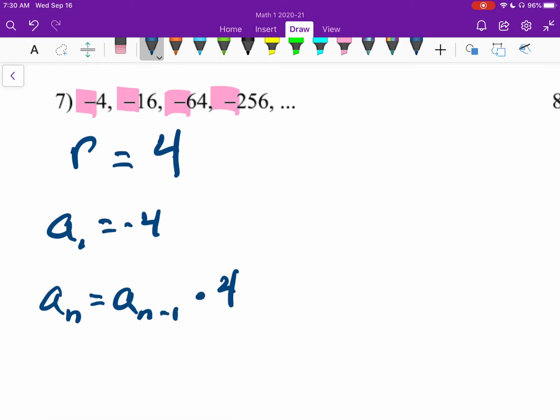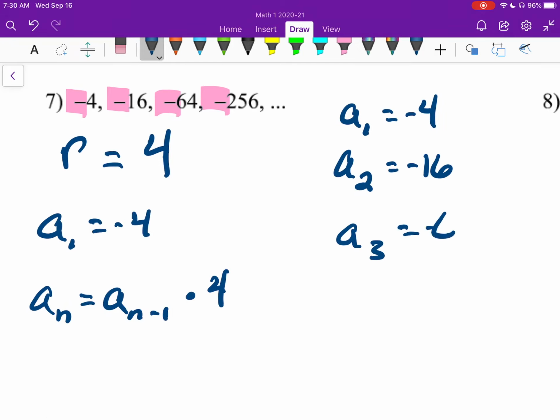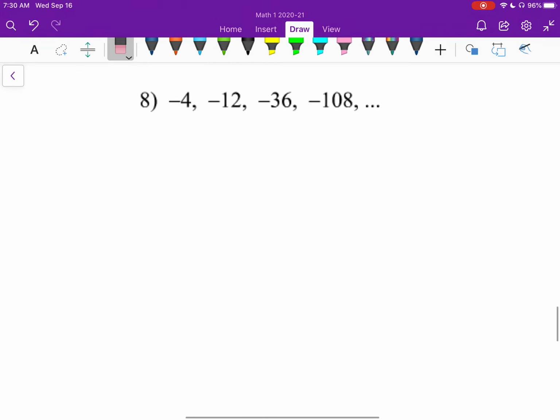times 4. And I don't know if I've gone over this explicitly, but a sub 1 in this number 7 would be negative 4. A sub 2 would be negative 16. A sub 3 is negative 64, right? The subscript is just listing what number term it is. I don't know if I ever went over that before explicitly, so I wanted to now. I finished that problem, right? Yep.